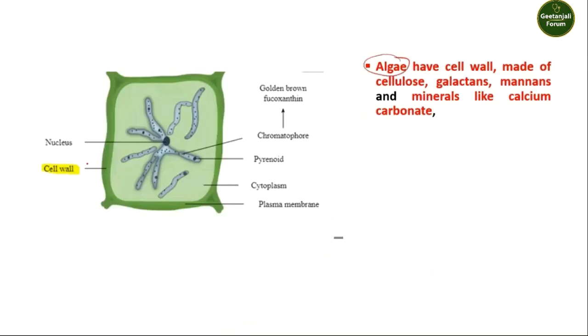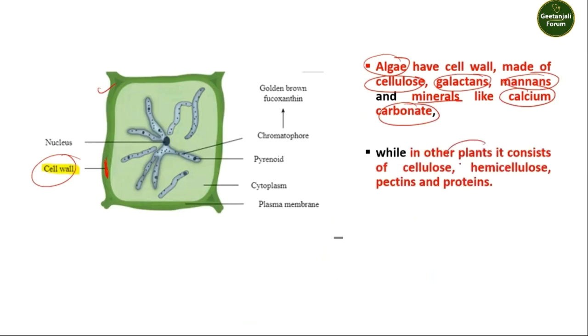Now the algae also have cell wall. This is an algae cell and this is the cell wall of algae. The cell wall of algae is made up of cellulose, galactans, mannans, and also minerals like calcium carbonate. While the plant cell wall is made up of cellulose, hemicellulose, pectins and proteins. It means different organisms' cell walls have different composition.